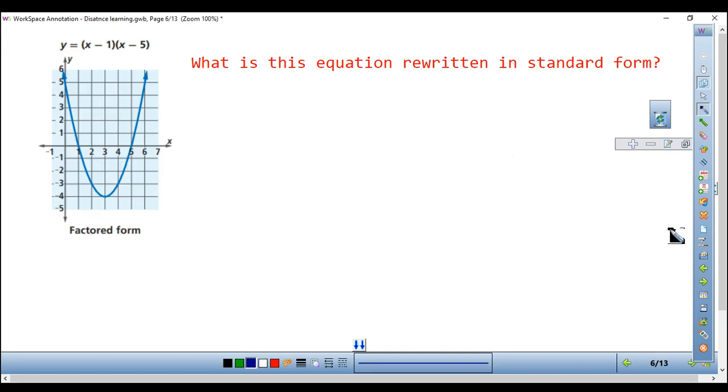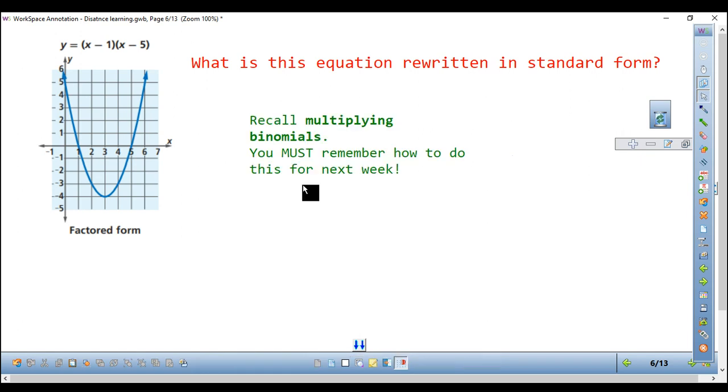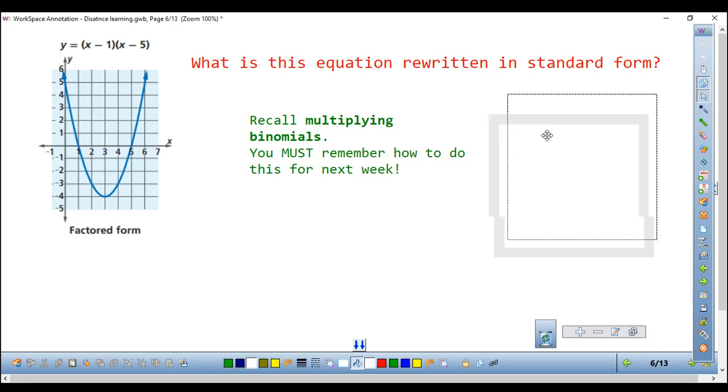So let's take a look. What is this equation rewritten in standard form? So this is the same one we just saw. And I think this is really important that we can relate factored form to standard form. So a couple of things here. Recalling multiplying binomials, this is really important. You must remember how to do this for next week's work. So I do want to give an example here.